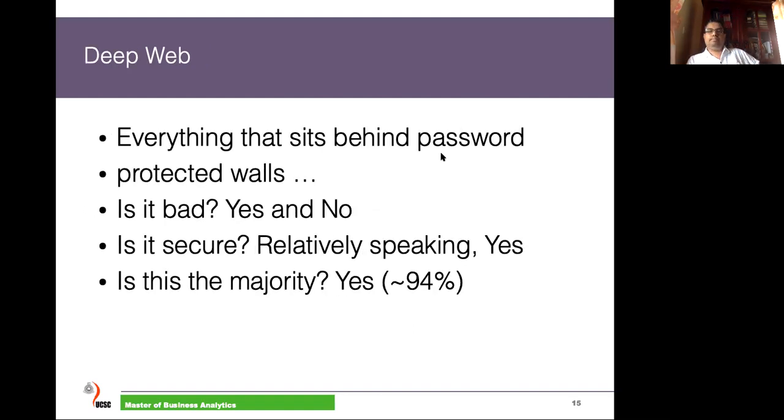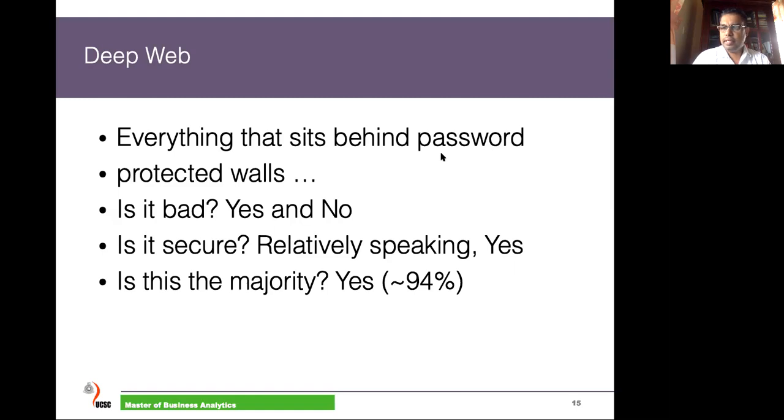Then the deep web. Some researchers say 94% of the content on the web is in the deep web. Is that content on the deep web good content or bad content? We have yes and no, most of the time maybe yes, but maybe no as well. Is that content securely stored, not easily obtained? Yes, most of the time they are securely stored. Obtaining information from the deep web is not as easy as from the surface web. Because in the surface web, we can directly get that information using search engines. But in the deep web, no.